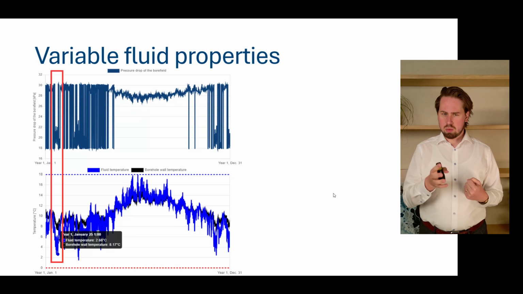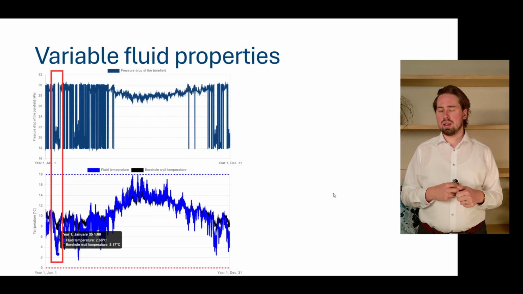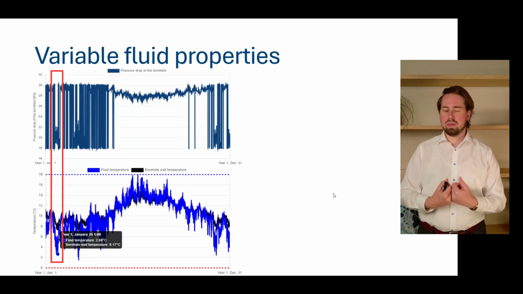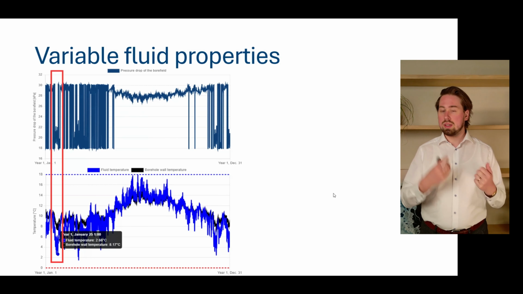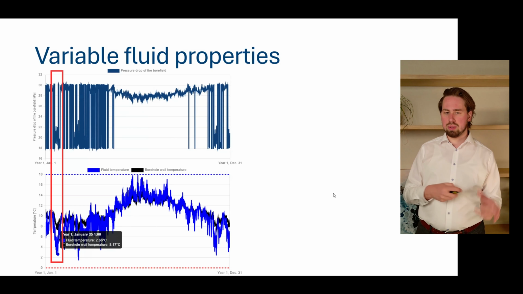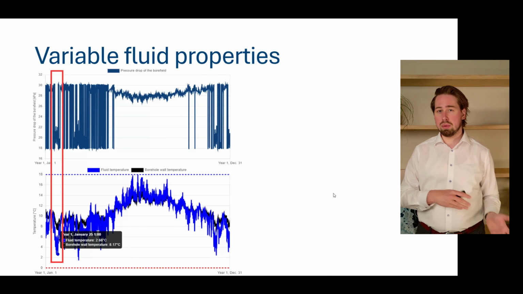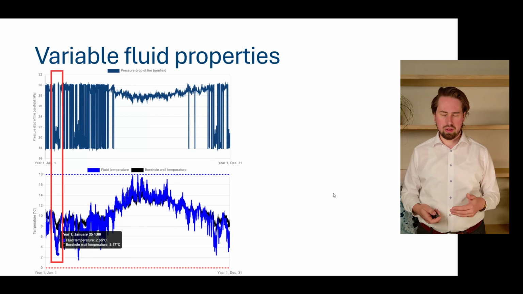And you have the same somewhere in March. There is again a spike down in temperature, where again there is a spike down in the pressure drop as well. So this indicates the relationship between the pressure drop and the temperature due to the fact that we are transitioning from laminar to turbulent flow back and forth.